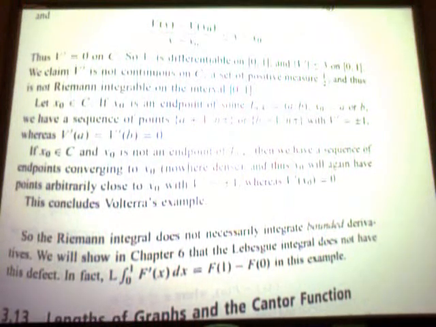Volterra upset a lot of people. No, that's good. Let me take a stab at breaking this down into tiny little pieces, solving that end game.